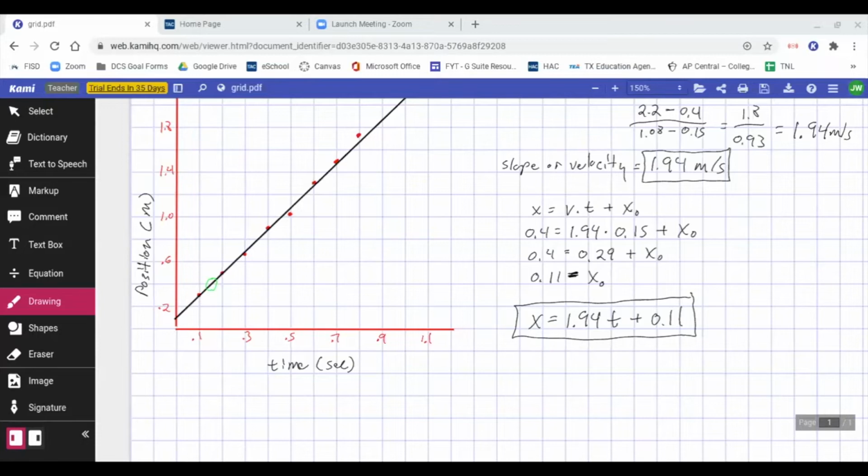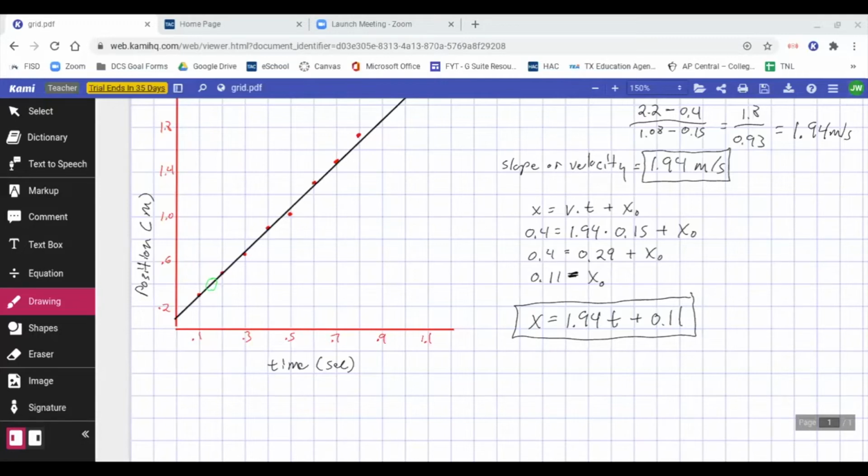The other thing is that your line needed to span the entire size of your graph. If it ended where the first point or the last point ended, or started where the first point was, that doesn't give me a best fit line, because the best fit line is going to span as far as humanly possible across that graph. So to get all 5 points, that was the target.